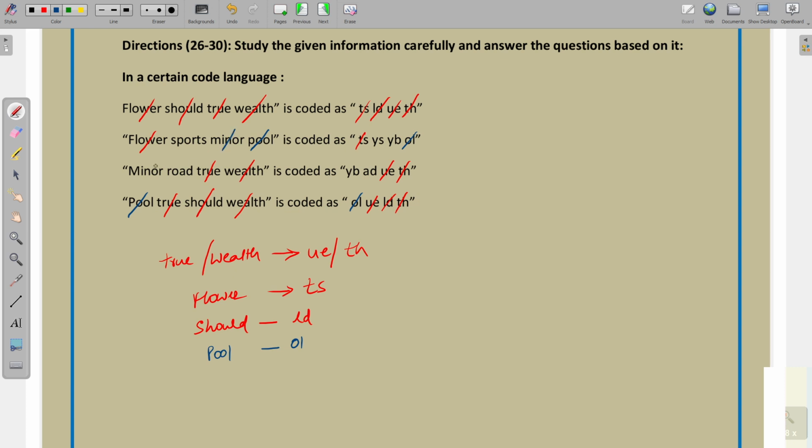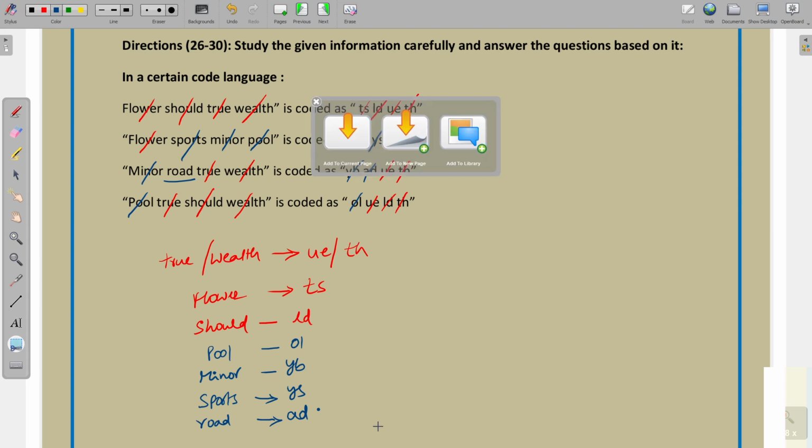Next, minor and minor. Minor and minor is coded as YB. And next remaining sports. Sports is coded as YS. Next, coming to the third one, that is left with only road. Road is coded as AD. Okay, so these are the codes for each and every word.